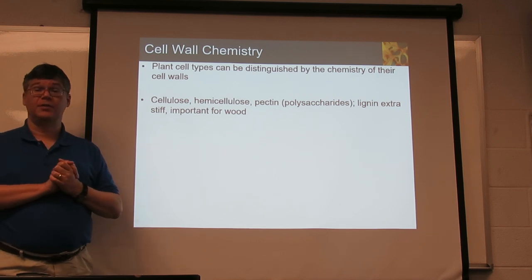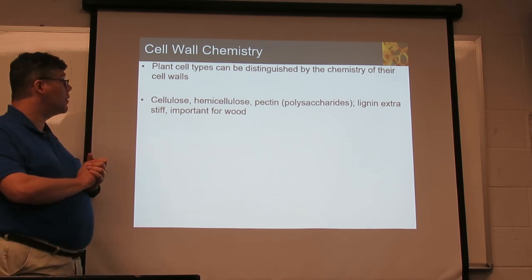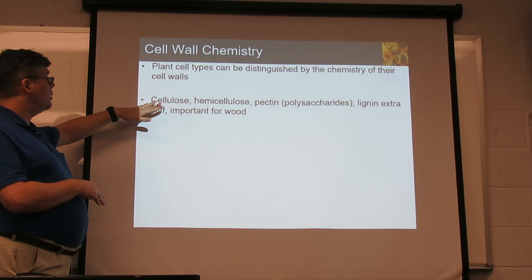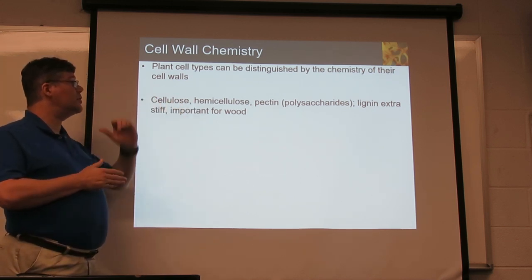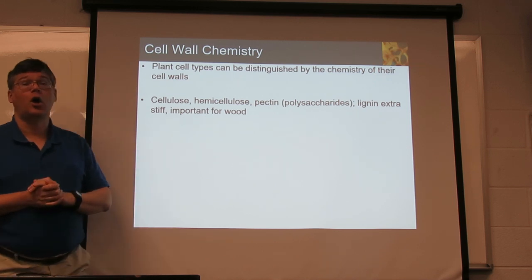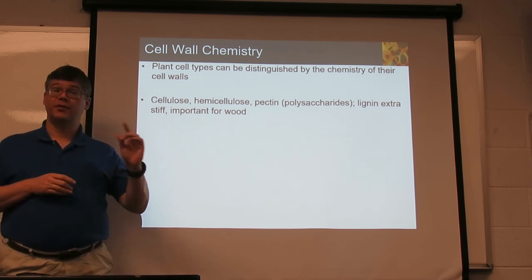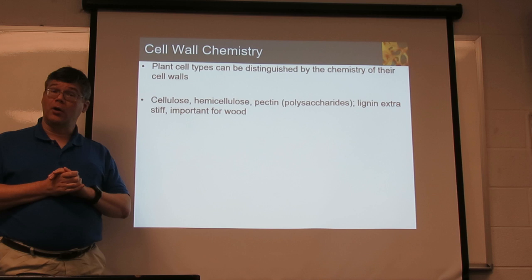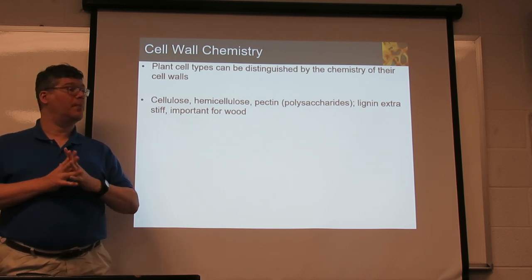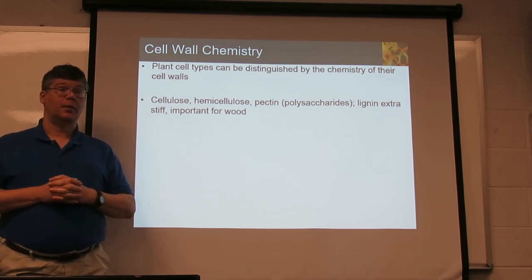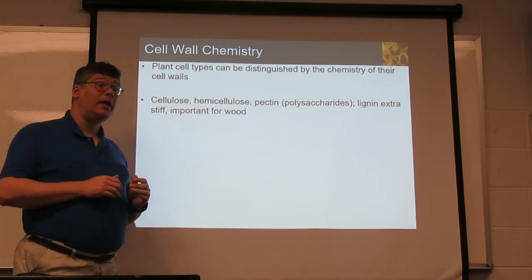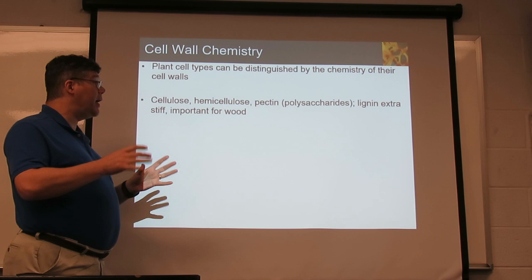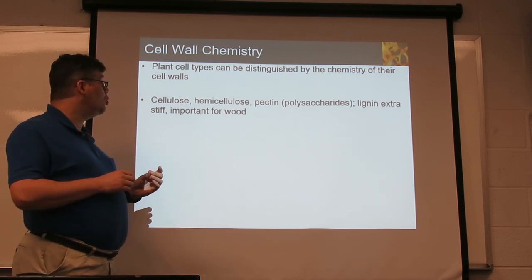Different styles of plant cells have different chemistry in the cell walls. Characteristic materials in cell walls include cellulose and hemicellulose. Again, these are polymers, lots and lots of individual, in this case, sugar molecules attached together. So they are polysaccharides, similar to starch, but a bit different in structure, and form a more stiff and sturdy outside to the cell.